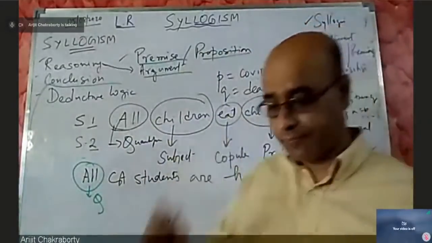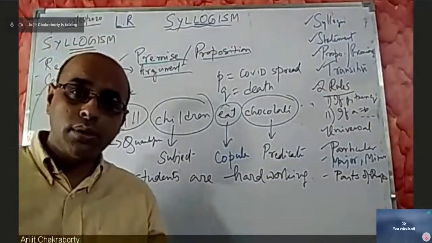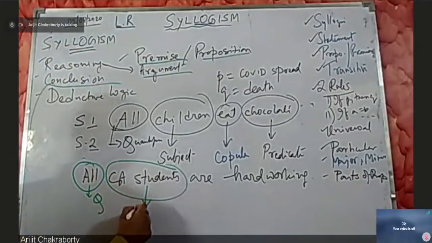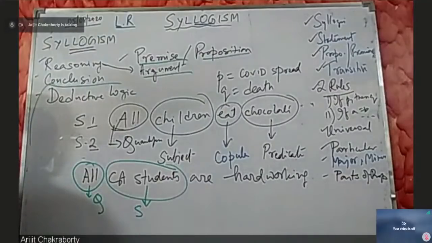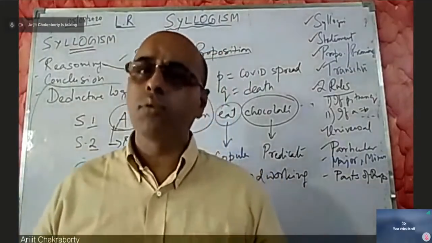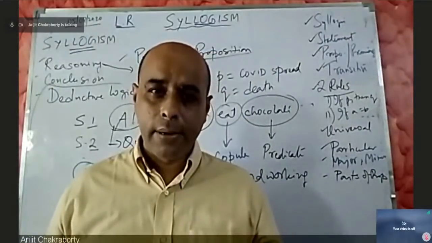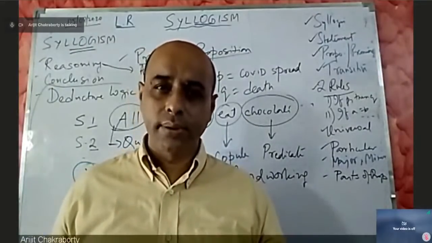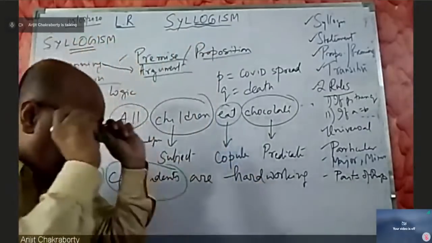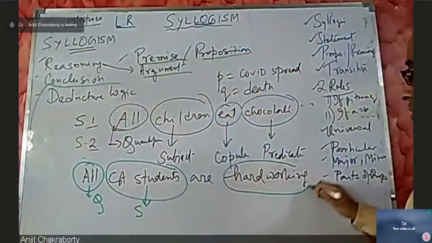Next is, who is the subject? Who am I talking about? I'm talking about CS students. So CS students becomes the subject, S. Now my question is, CS students are what? What do I want to say about CS students? I want to say that CS students are hardworking. So the word hardworking is the predicate, P.